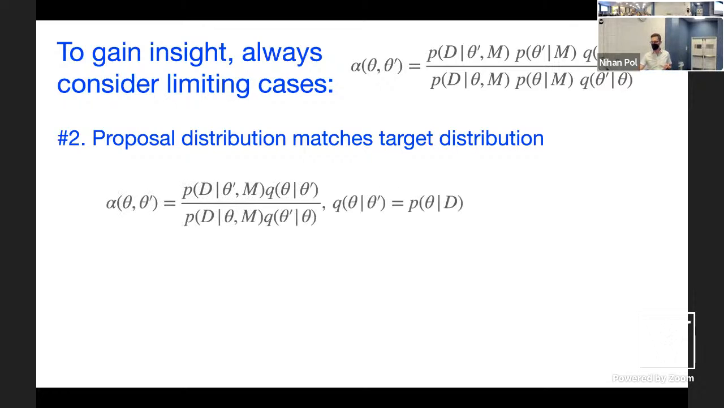So in that case, we're ignoring the priors for right now. Here our target distribution is just the likelihood, so we're assuming we have uniform priors again. And then these Qs are actually going to equal the target distribution, the posterior. And that means that this transition probability is 1. And if the transition probability is 1, it means everything gets accepted.